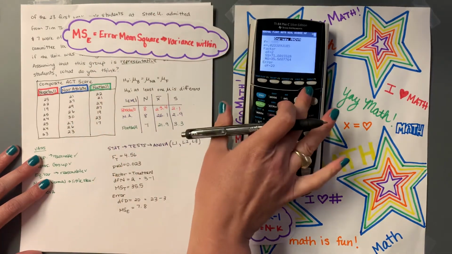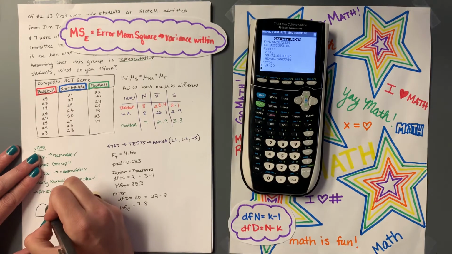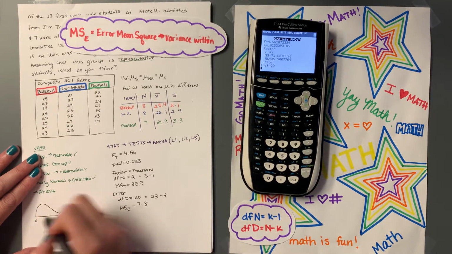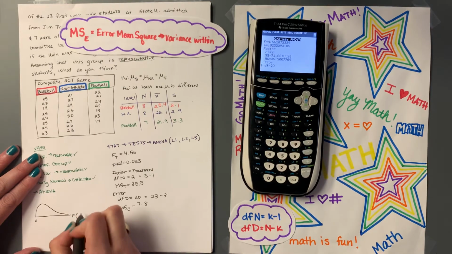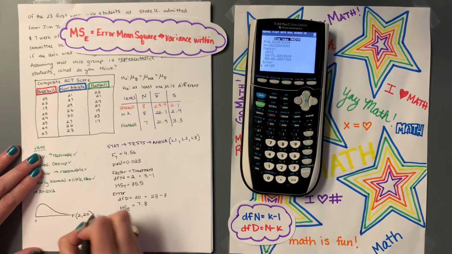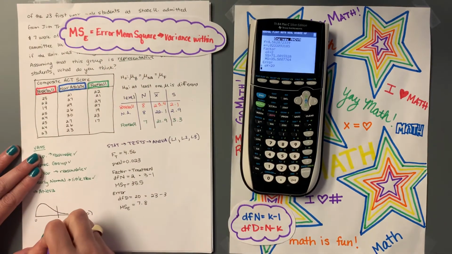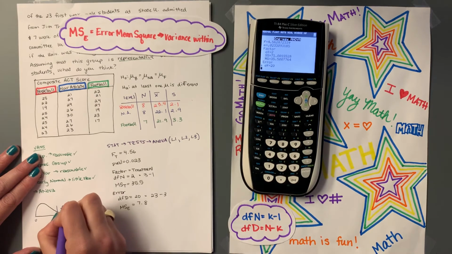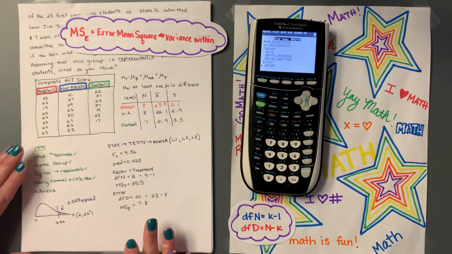So what I can see here is if I draw my F distribution, it has degrees of freedom 2 and 20. My test statistic is 4.56, and this is a p-value of 0.023. So that is my p-value.